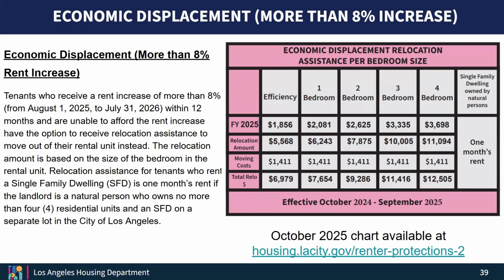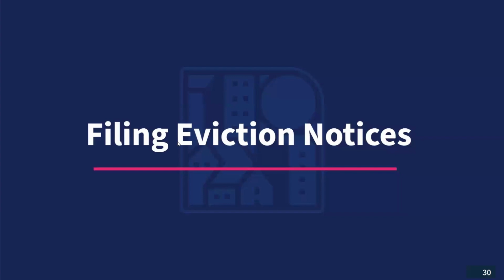Relocation assistance for tenants who rent a single family dwelling is one month's rent if the landlord is a natural person who owns no more than four residential units in a single family dwelling on a separate lot in the city of Los Angeles. Once again, these charts are also on a renter's protection sheet that will be posted or provided to you by your landlord. Next slide. Filing eviction notice.